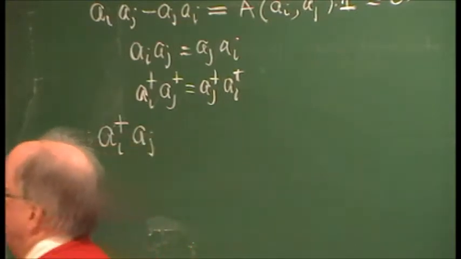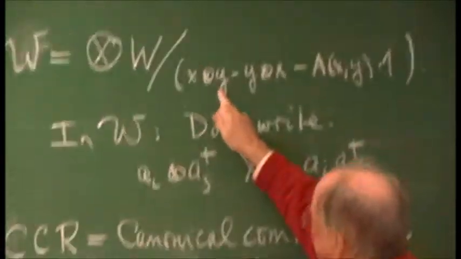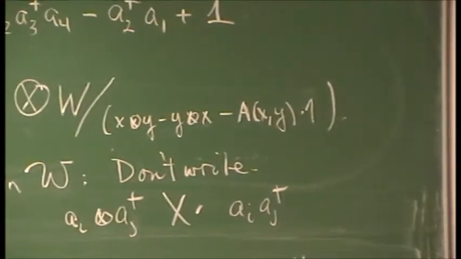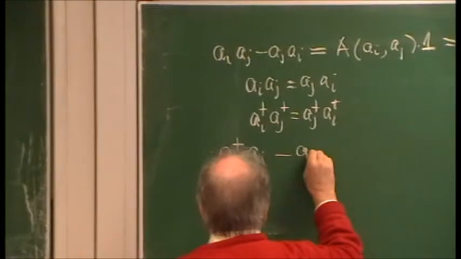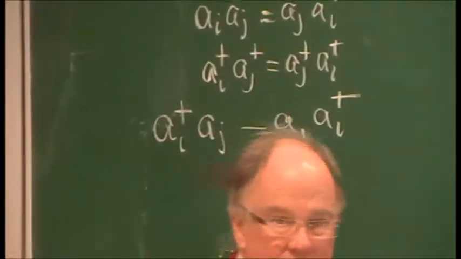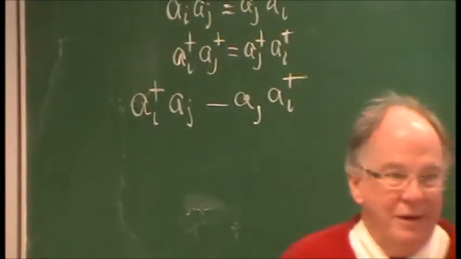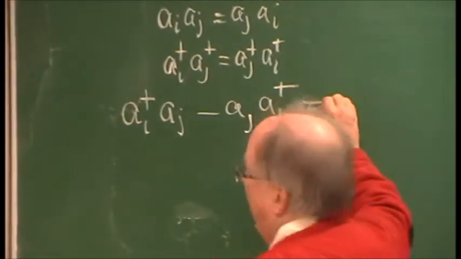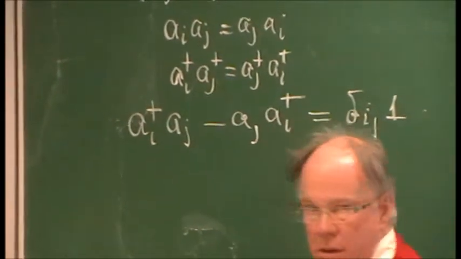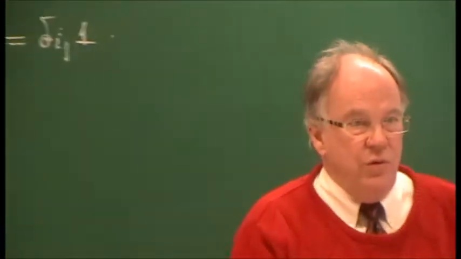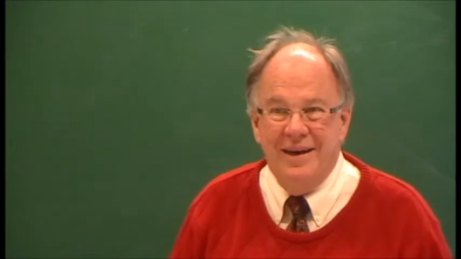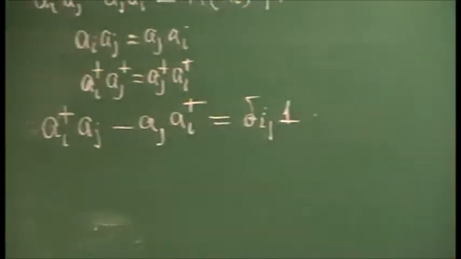Okay, well let's look at it. a_i dagger a_j dagger minus a_j dagger a_i dagger. What I just said was stupid, right? a_j a_i dagger, we're testing whether it's going to commute or not. Well, I think if I've gotten this right, this is delta_ij times 1. So they commute unless i is equal to j. Minus 1? Minus 1.